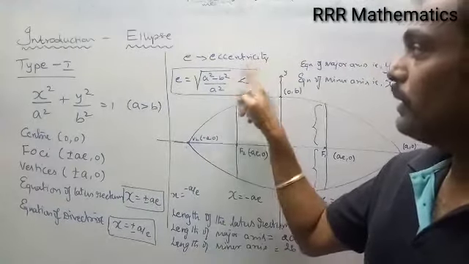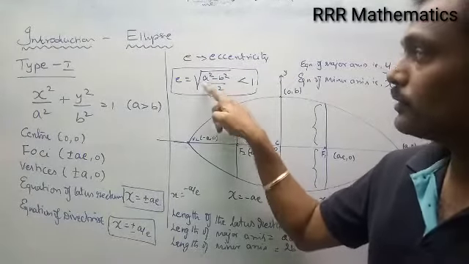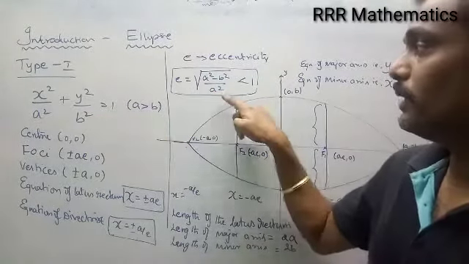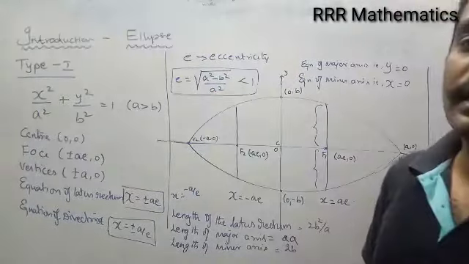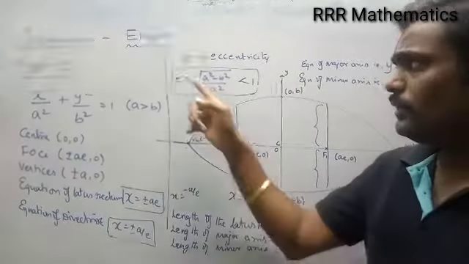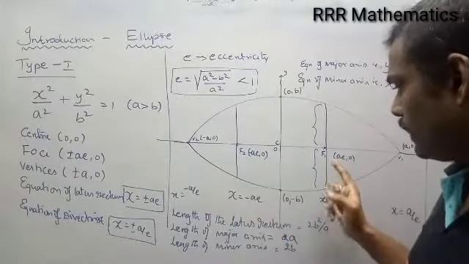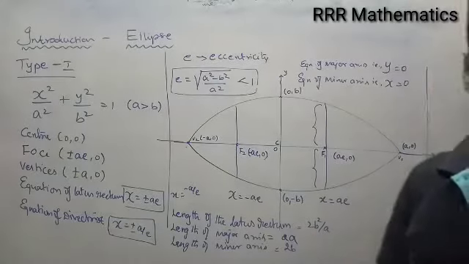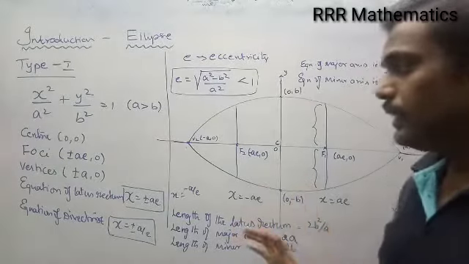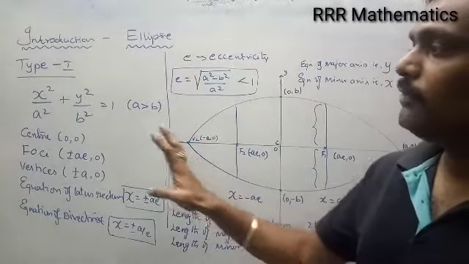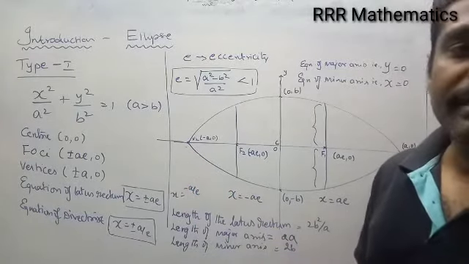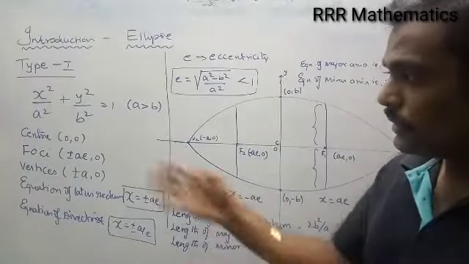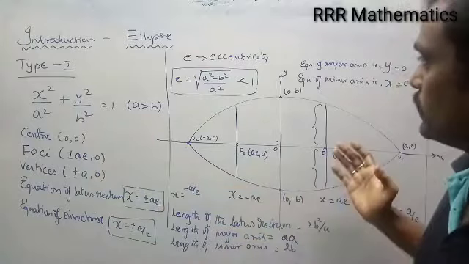But in case of ellipse, the value of e can be calculated as square root of a square minus b square by a square, whose value is always less than 1. With the help of e only, I can say the foci and I can say the directrix. Is it clear? In the examination, they may ask any 4 or 5 points only. Anyway, whatever question they may raise, any 4 points.